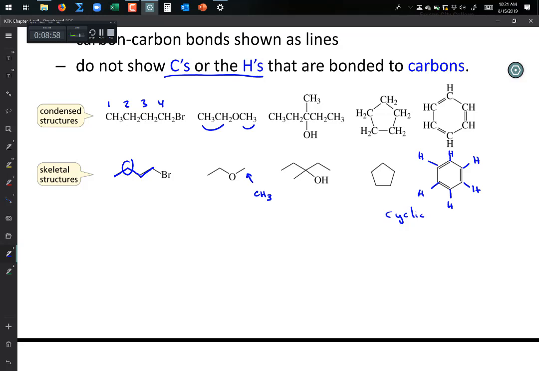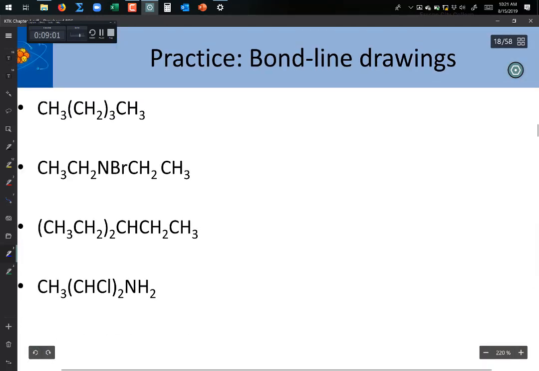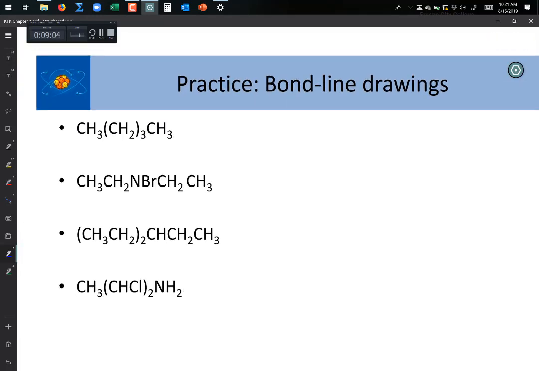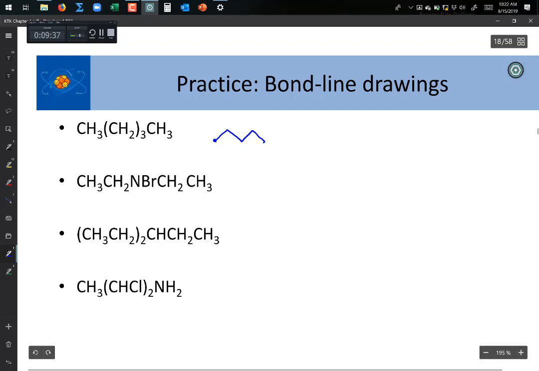All right, so we're going to practice bond line drawings. Okay, how many carbons are there in that first one? 5. 6? 5? 1, 2, 3, 4, 5. Yeah, good. So I'm going to do bond line. Ready? Put a dot, and the angle is like a trigonal planar angle. It's a 120 degree angle. So you're going to go 1, 2, 3, 4, 5. That is it.